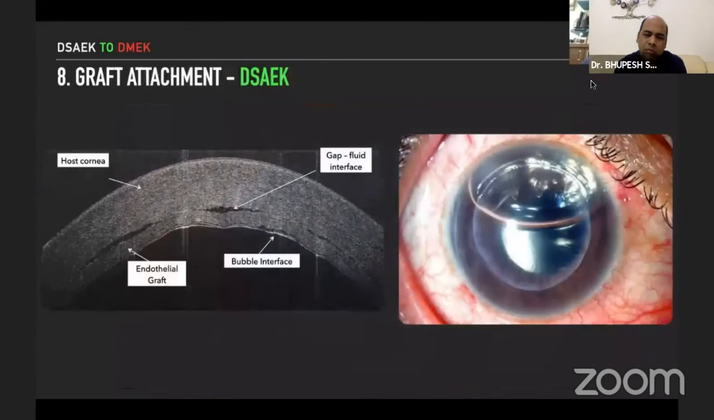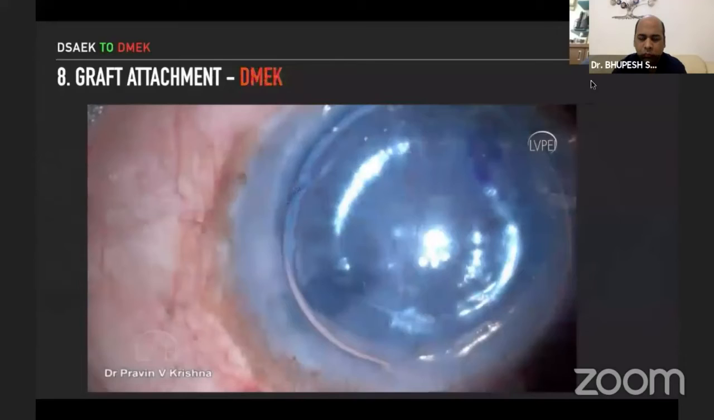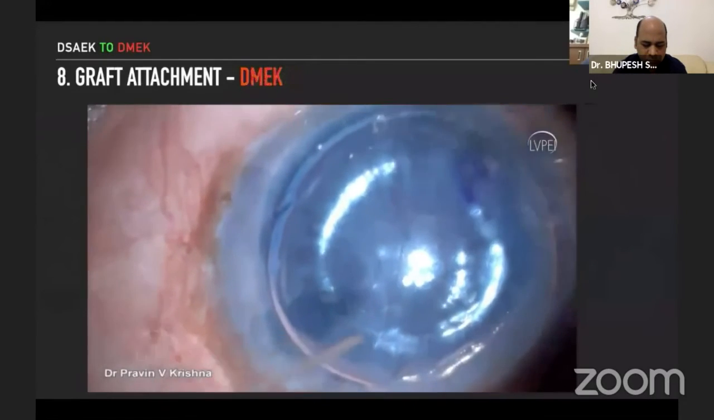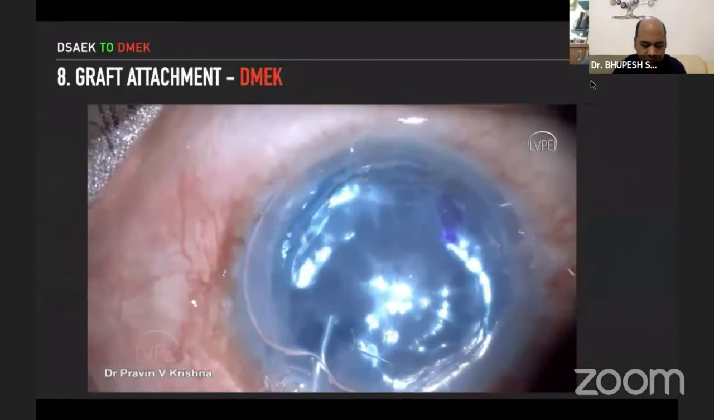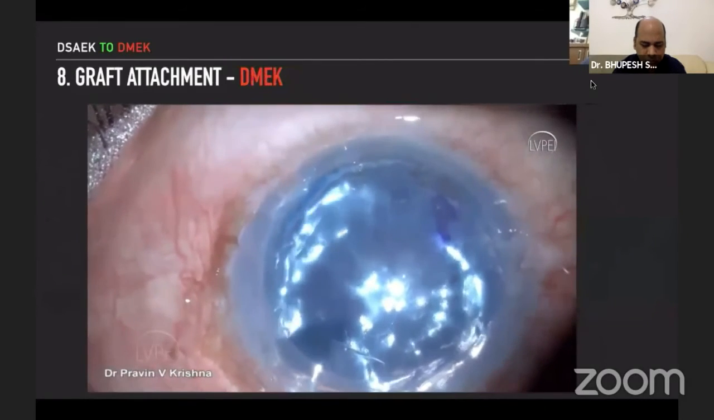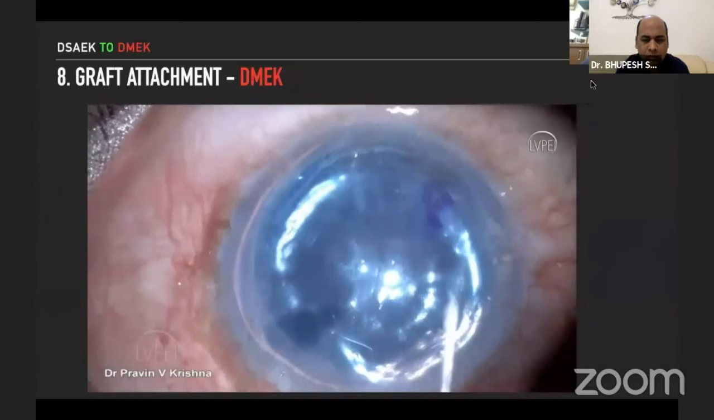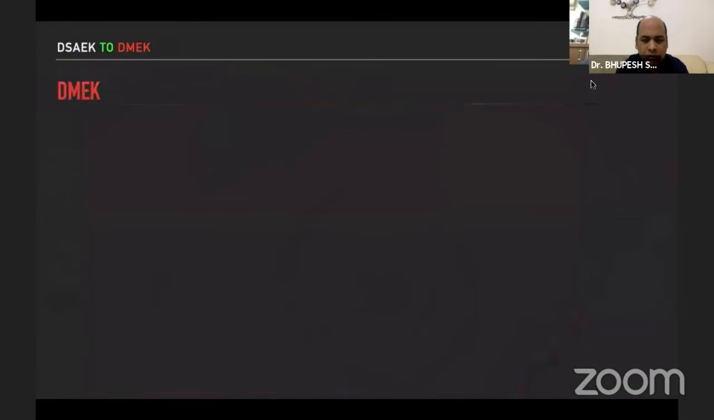Attachment in DSAEK is usually quite good and detachment rates are low, whereas in DMEK surgery, you need to ensure that you have a complete air fill and ensure patient positioning so that you have good graft attachment as well. We don't use C3F8 or SF6, and air usually will suffice in almost all your cases of DMEK surgery.